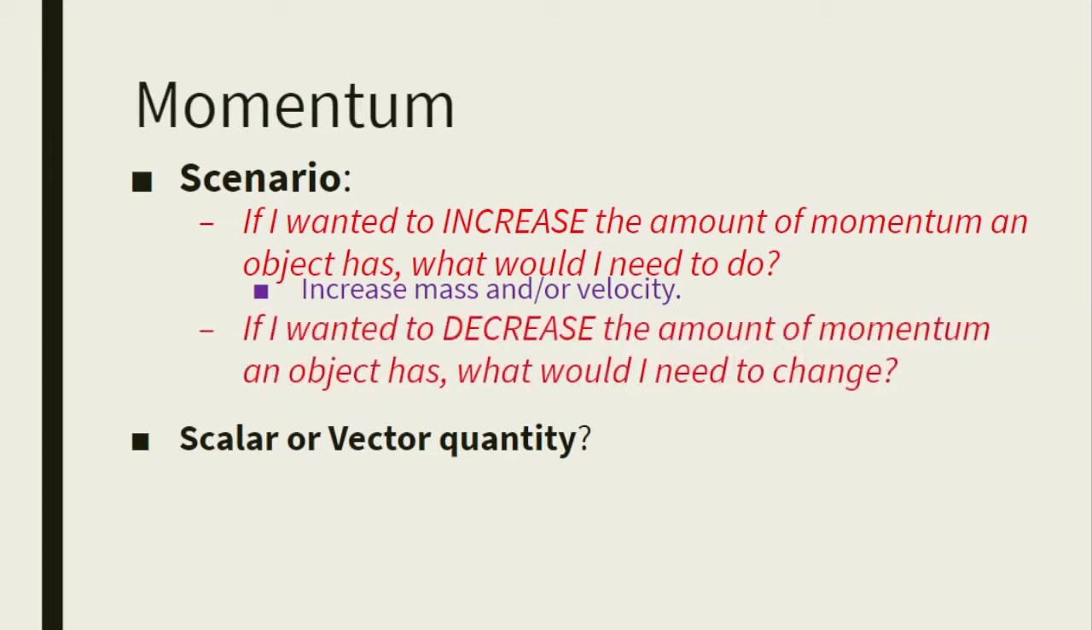On the other hand, if I wanted to decrease the amount of momentum an object has, I would need to do what? Well, I would need to decrease mass or velocity. Because again, momentum equals mass times velocity. They are directly related. As one of those increases, momentum will increase. As one of those decreases, momentum will decrease, assuming you're keeping the other one constant.